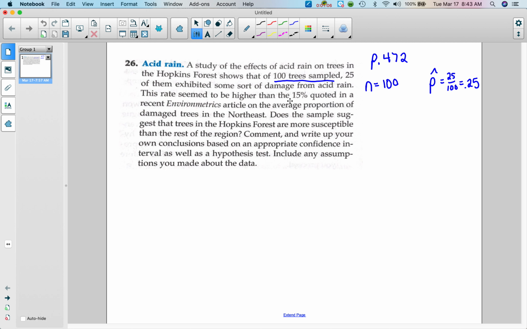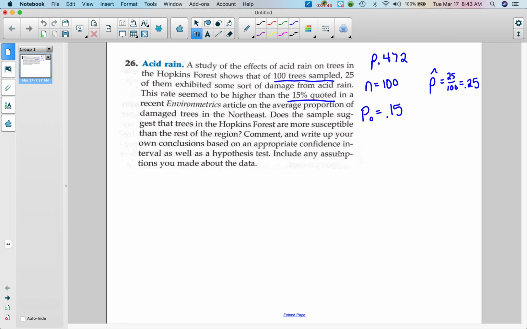This rate seemed to be higher than the 15% quoted. This is the status quo, what we believed to be true was the average proportion of damaged trees in the Northeast. So when I get ready to do a significance test, this is my p-naught value, 0.15, my hypothesized value. Does this sample suggest that trees in the Hopkins forest are more susceptible than the rest of the region? Comment and write up your own conclusions based on an appropriate confidence interval as well as a hypothesis test.